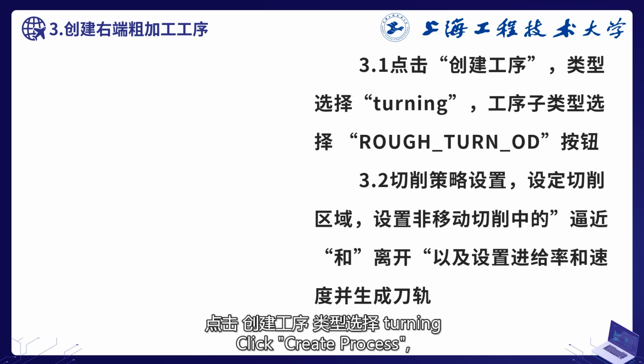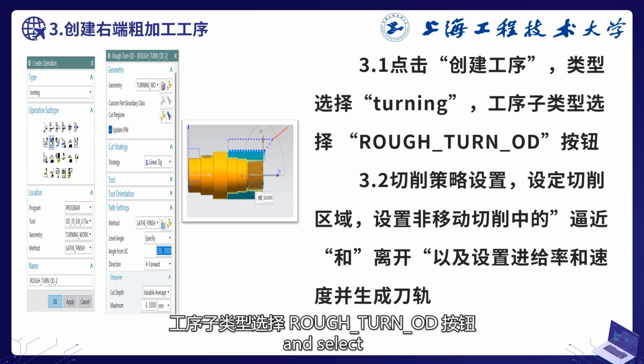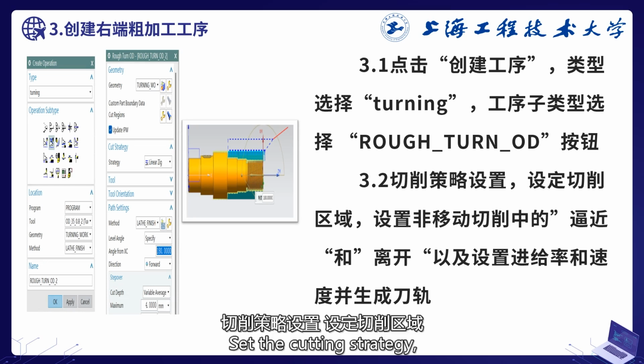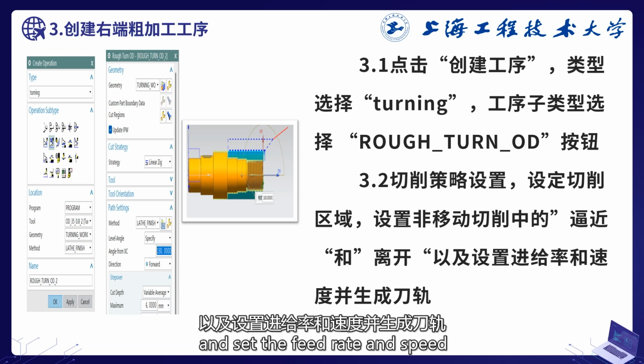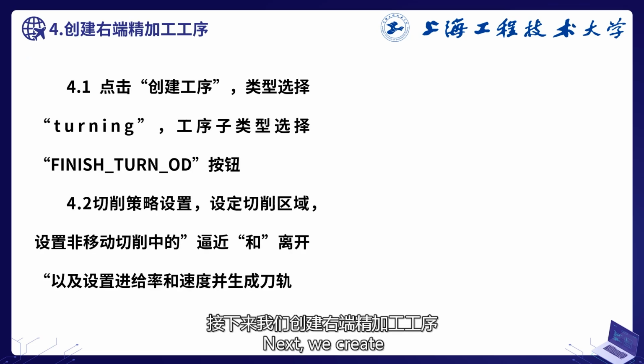Then we create the right end rough machining process. Click Create Process. Select Turning for the type, and select the Rough Turn OD button for the process subtype. Set the cutting strategy. Set the cutting area. Set the approach and leave in the non-moving cutting, and set the feed rate and speed, and generate the tool path.